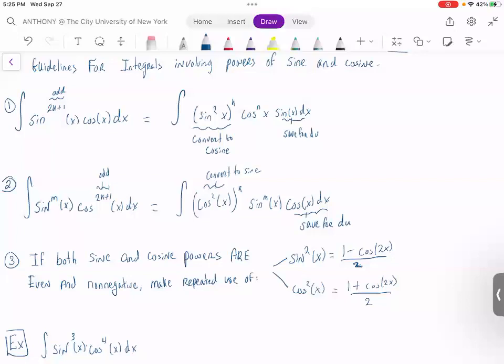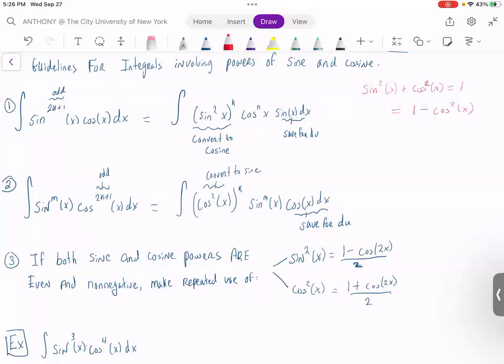So the Pythagoras identity, just aside here, is sine squared of x plus cosine squared of x is equal to 1. So if you have a sine squared of x, you are essentially rewriting it as 1 minus cosine squared of x. So what you'll do is you'll have this as 1 minus cosine squared of x raised to some power, multiplied by cosine of some power, and then you're going to save your sine as your du.